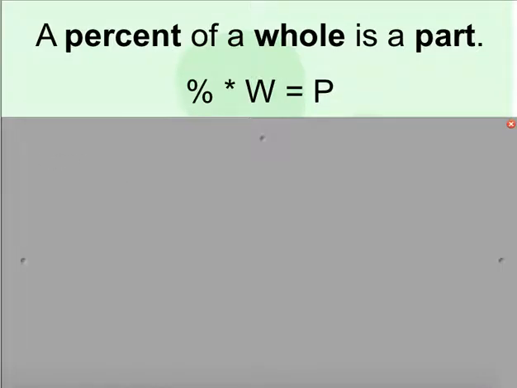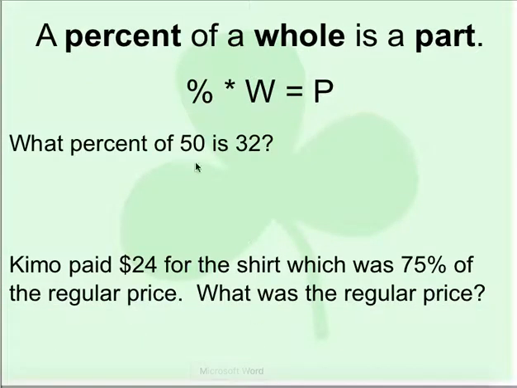Okay, and just one more example for you. You can try this out. What percent of 50 is 32? We have the whole and part, so figure out the percentage. Hint, it's 64%. Okay, and Chemo paid $24 for the shirt, which was 75% of the regular price. What was the regular price? That means we're looking for the whole. We're saying 75% times the whole is equal to 24. So solve for W. Well, I hope this is helpful for your homework and for studying.